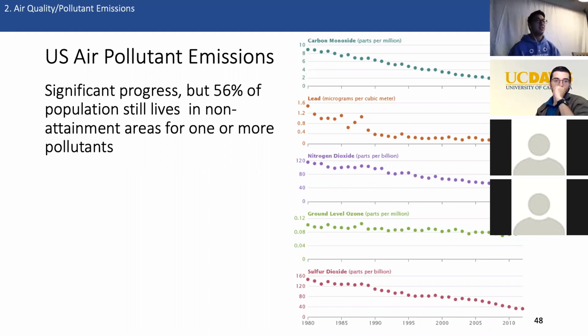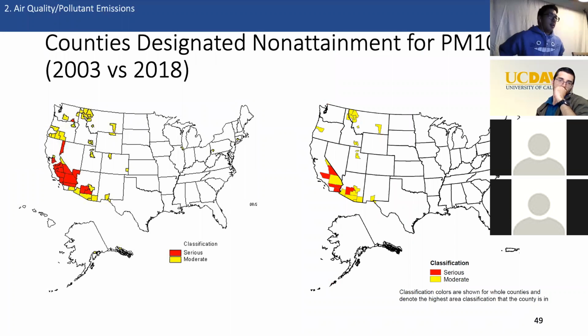and we continue to do so. And you can see the improvement, 5 to 10x improvement in the vast majority of these over the last 3 to 4 decades. And so there's been a lot of great progress, but a lot of populations still live in what we call non-attainment areas, which means they're higher than the recommended EPA thresholds for any particular pollutant. And so we can see continuing improvement even in the last 2 decades.